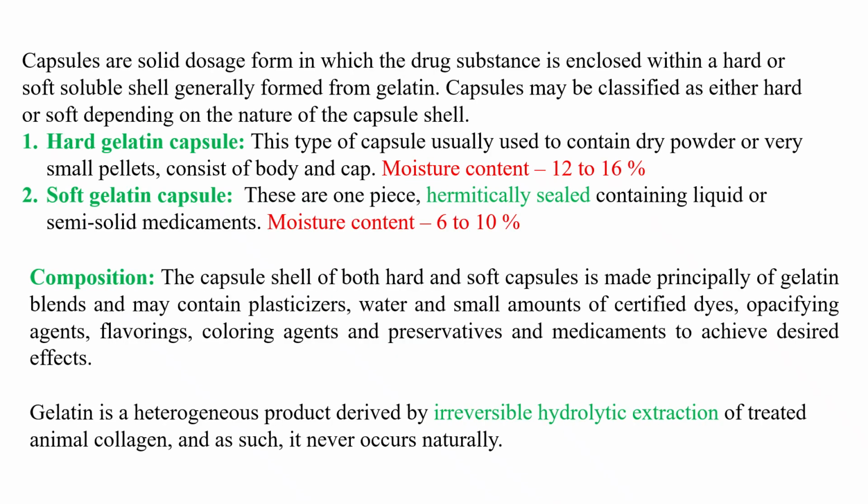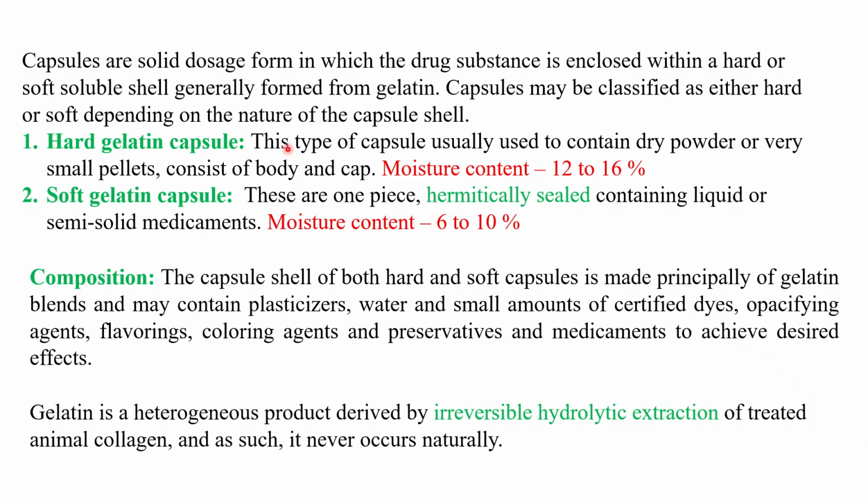So what is a capsule? We know that a capsule is nothing but a solid dosage form where we are entrapping or enclosing the drug substances within a hard or soft soluble shell, generally made up of gelatin. Gelatin is one type of protein. Capsules are usually classified into two types, based on appearance: one is the hard gelatin capsule and the other is the soft gelatin capsule.